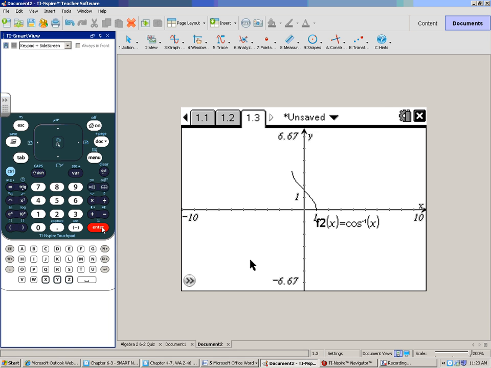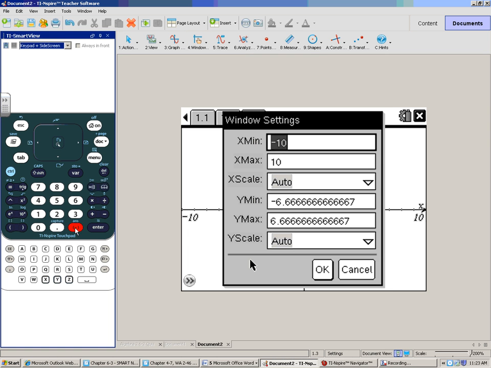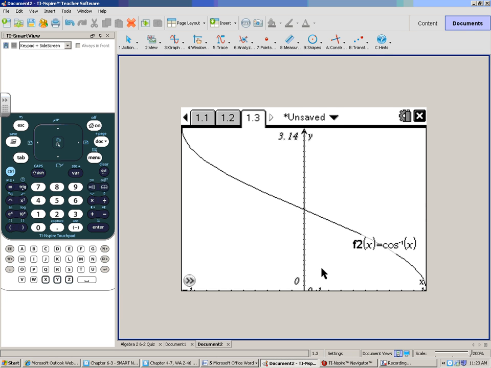No, so I'm going to go to my window settings, and I'm going to say my x minimum is going to be at what? -1 to 1, and my y from 0 to pi, and hit OK. Now there is my cosine graph, my arc cosine graph. Do we get that? Here is the cool thing about the Inspire.